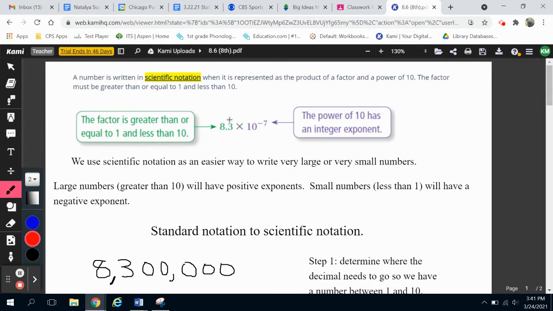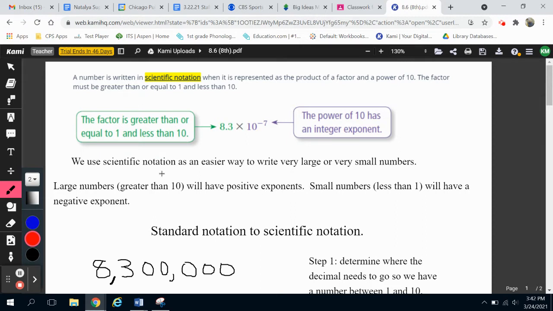So the factor we're talking about is the first number that comes in scientific notation. That's the factor, and it must be at least 1, and it's got to be less than 10. So somewhere between 1 and 10. The second number is the power with a base of 10 and an exponent. Basically, we use scientific notation as an easier way to write very large numbers or very small numbers.